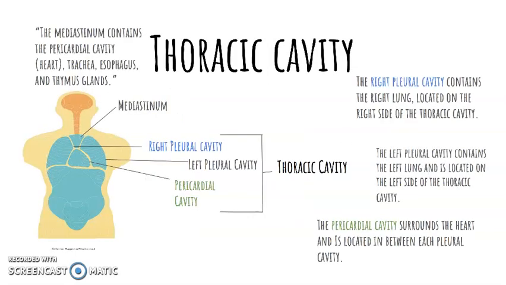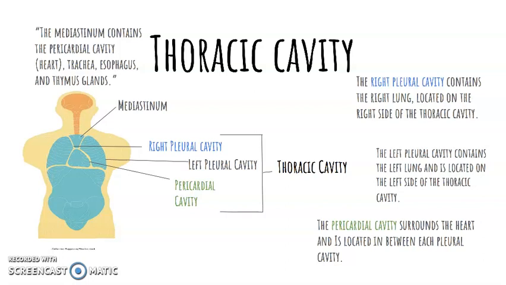So moving on to the thoracic cavity, which is also known as the chest cavity, since it is located within that chest portion. Also, the thoracic cavity contains three cavities, which are the right and left pleural cavity and the pericardial cavity. The mediastinum lies right in between the right pleural cavity and the left pleural cavity. It basically just divides the thoracic cavity into two parts. It also contains the pericardial cavity, trachea, esophagus, and the thymus gland.